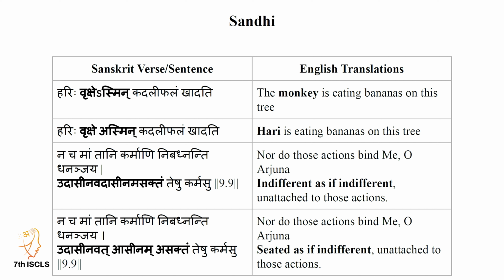The same happened with the Bhagavadgītā verse where I said Udasinavad Asinam Asaktam. It said indifferent as if indifferent, which actually makes no sense. But when I split the sandhi and I gave Udasinavat Asinam Asaktam, it said seated as if indifferent. So that was the actual translation that was required, but it only happened when I split the sandhi.